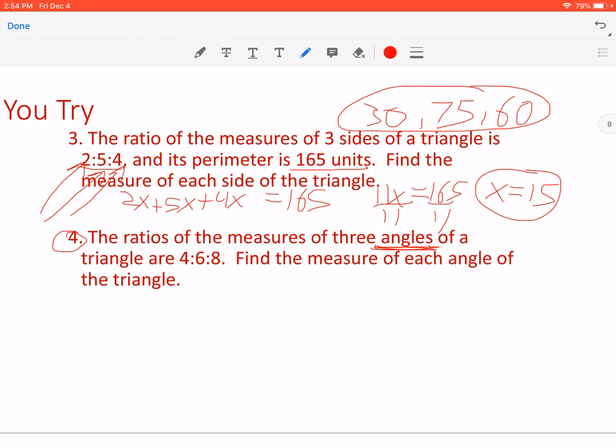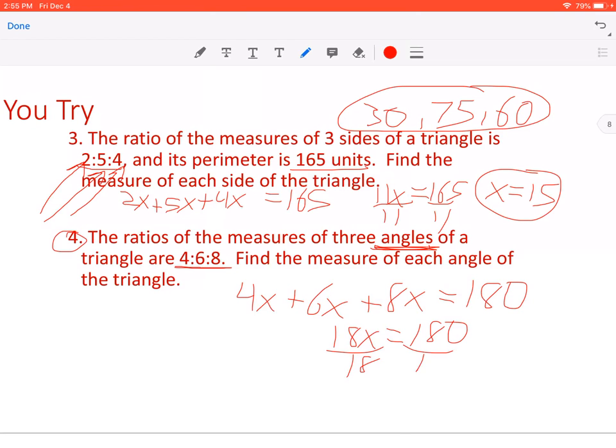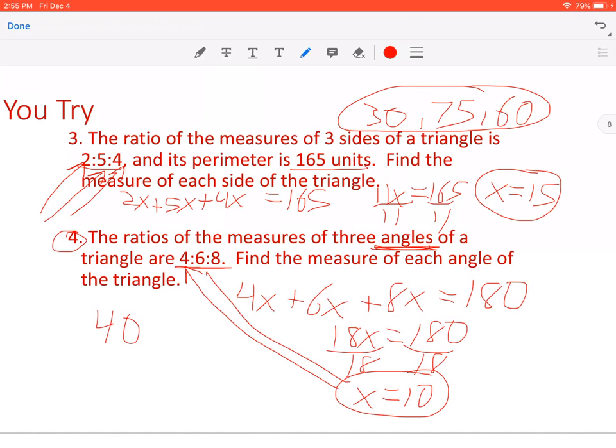So the ratio of the angles in a triangle are 4 to 6 to 8. So that's 4x plus 6x plus 8x. But this time you set it equal to 180. They expect you to know that. Find the measure of each angle. Same thing, just clean it up. 4 and 6 is 10 plus 8, that's 18x equals 180. Divide by 18. 180 divided by 18, x is 10. However, that's not what they want to know. They want to know each angle. Plug it back in. 4 times 10 is 40. 6 times 10 is 60. 8 times 10 is 80. Those are the three angles in that triangle right there.